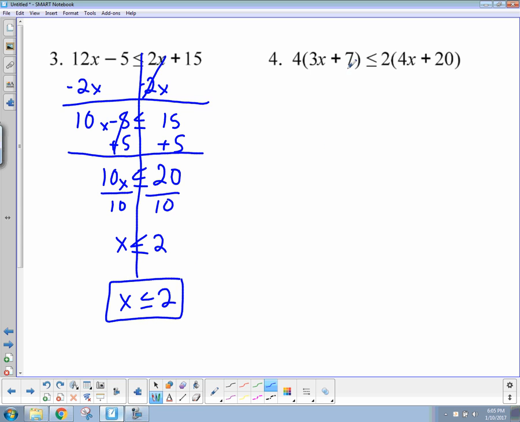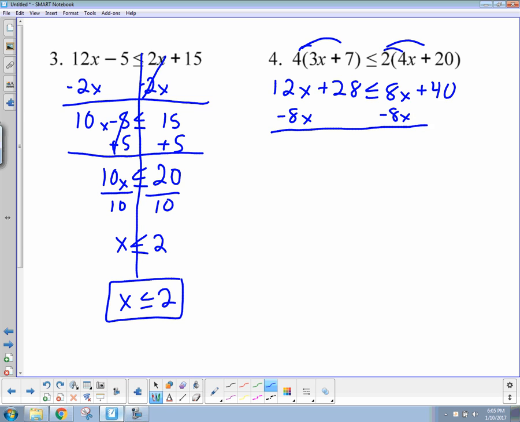Number 4, again, we need to distribute. So 4 times 3 is 12x. 4 times 7 is 28. Less than 2 times 4x is 8x. 2 times 20 is 40. Again, subtract the smaller x. 12 minus 8 should be 4x plus 28 less than or equal to 40.